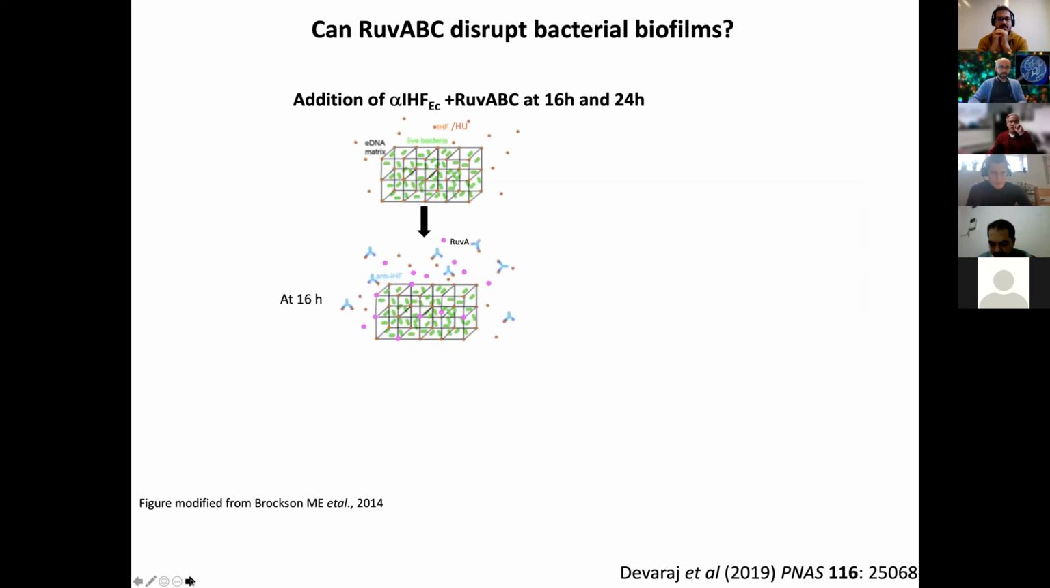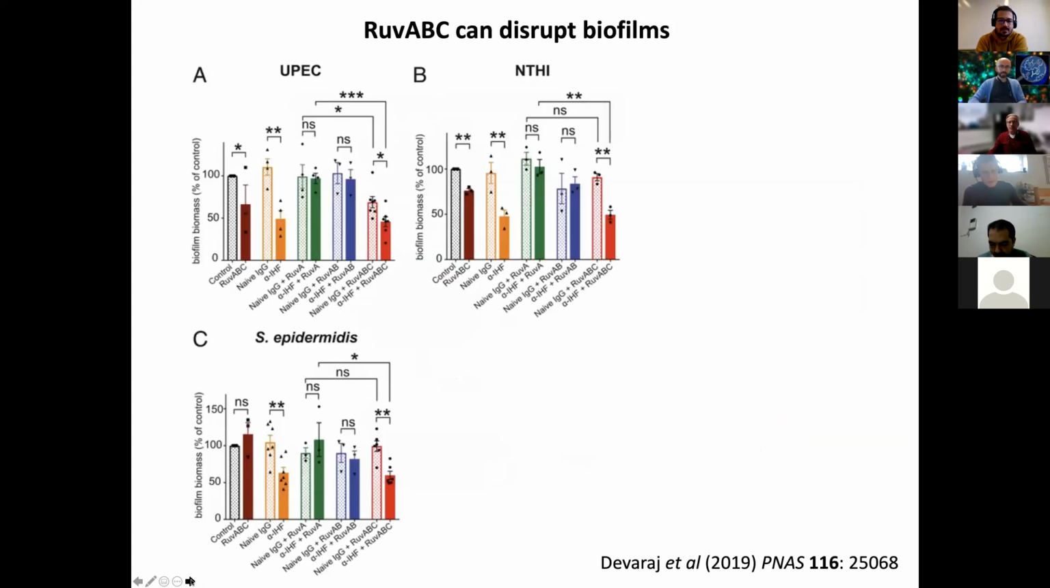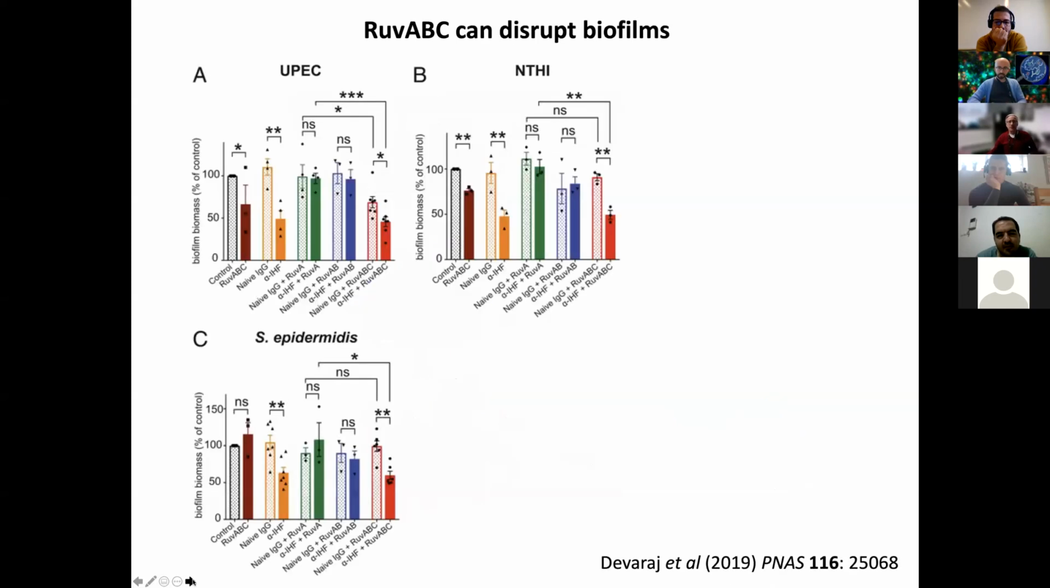So we argued that once we added RuvA to the complex, if we added RuvB and C, then rather than stabilize the biofilm, the biofilm would be disrupted. And this would argue that not only does RuvA recognize the Holliday junctions and stabilize them, but the RuvA-B-C complex, which should cleave Holliday junctions, should disrupt the biofilm. And we showed this for the same 3 bacterium.